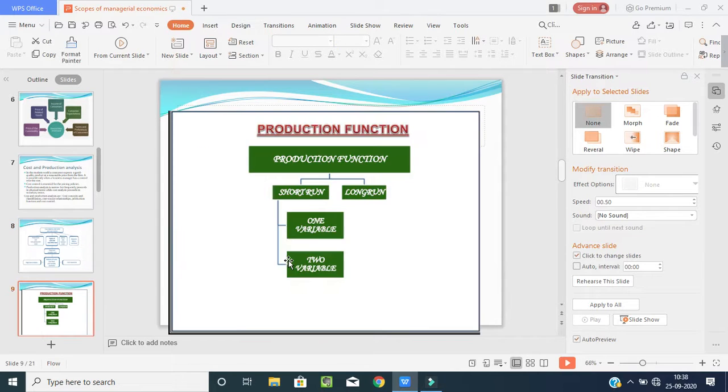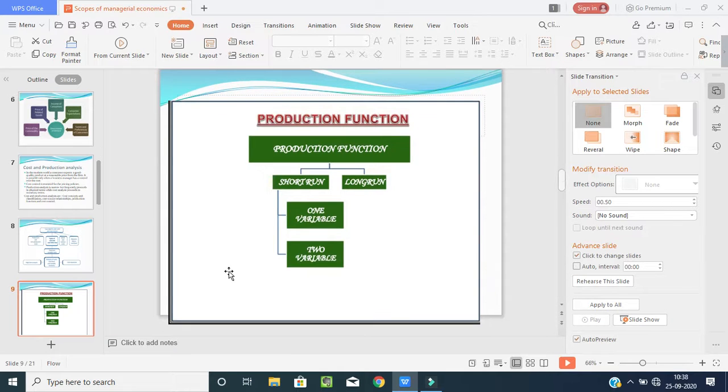One more picture is there. Production function runs with short run and long run. In the short run, again, one variable and two variables. If one variable is there, how the production function should take place, and if we have two variables, what are the things you have to do. These are the things you will learn in the practical sessions.